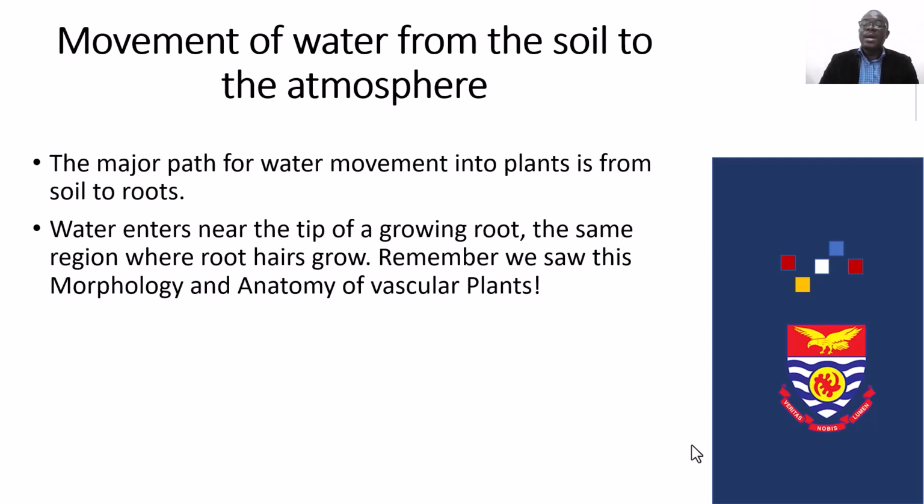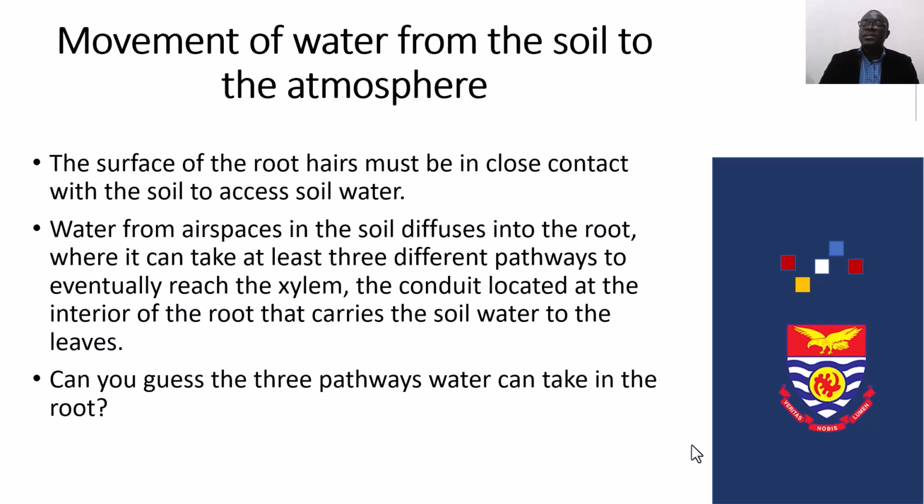So the major path for water movement into plants is from the soil to roots. Water enters near the tip of a growing root, the same region where root hairs grow. Remember, we saw this in the morphology and anatomy of vascular plants. The surface of the root hairs must be in close contact with the soil to access soil water.